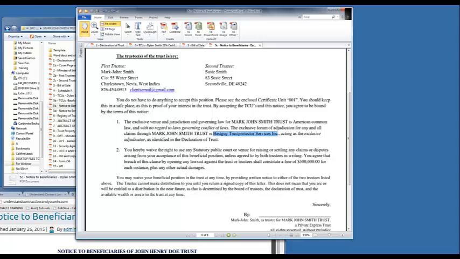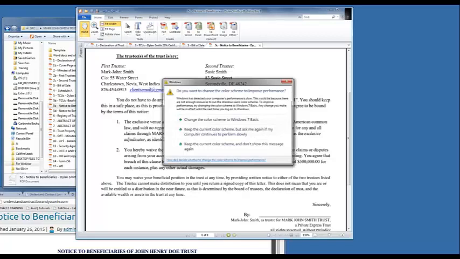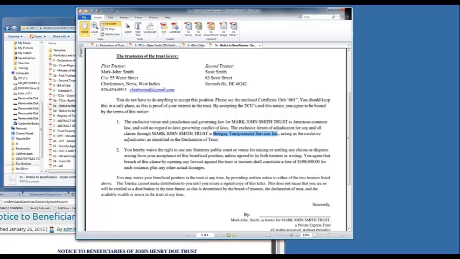Okay. So whatever the trust protector is, it can be an individual, a company, a trust, whatever, acting as the exclusive adjudicator as identified in the Declaration of Trust. You hereby waive the right to use any statutory public court or venue for raising or settling any claims or disputes arising from your acceptance of this beneficial position, unless agreed to by both trustees in writing. So that means if you choose to bring this into a statutory public court because you feel it will help you in your favor, then the two trustees can change that clause in writing.